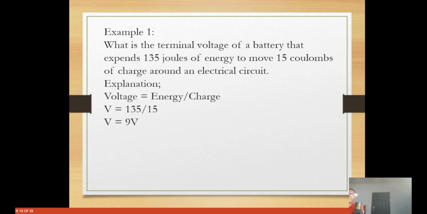That is the voltage we need to change the position of the charge from one point to another. They say, what is the terminal voltage of a battery that expends 135 joules of energy? That's energy that is pumping. Leave where you are, you discharge. Go to another person to move 15 coulombs of charge around the circuit. That's the battery. What amount of volts does the battery need? So what's the terminal voltage of a battery that expends 135 joules of energy to move 15 coulombs? And we have gotten our volt as 9 volts.